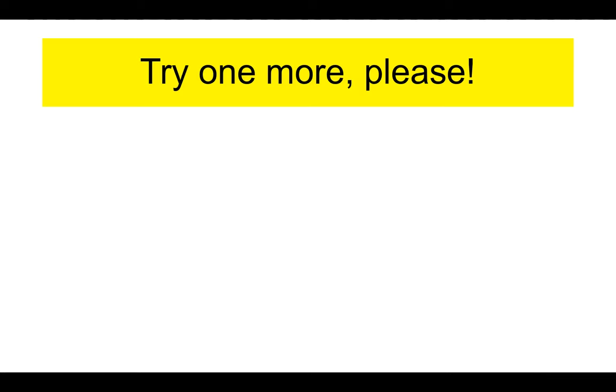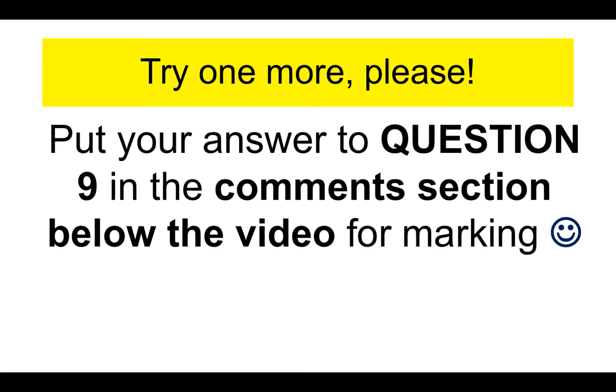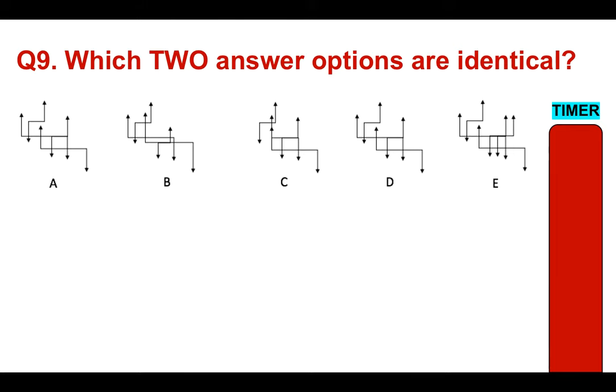Brilliant, well done. Try one more, please. So this is a little bit tougher. Please put your answer to question 9 in the comment section below the video for marking. Which two answer options are identical? A, B, C, D, E. So you're choosing two answer options here. Here's a timer.